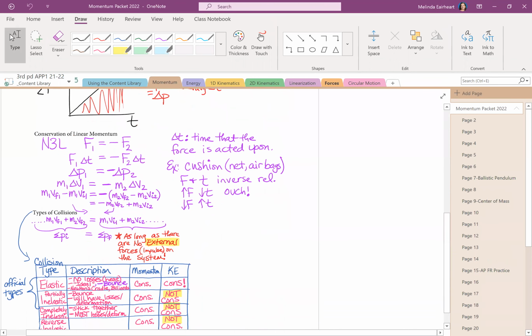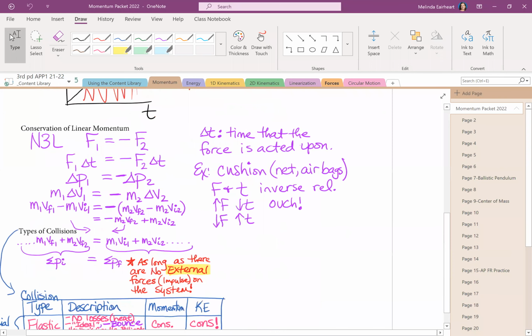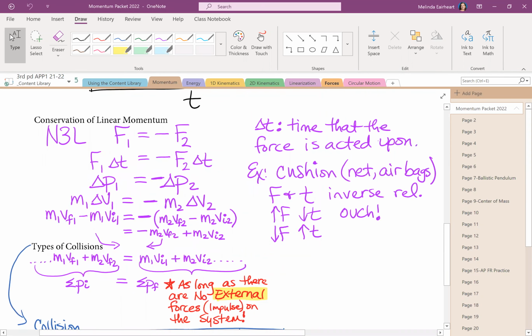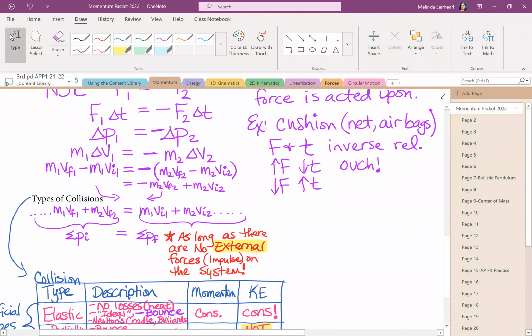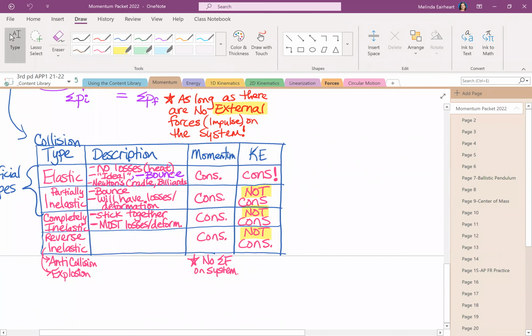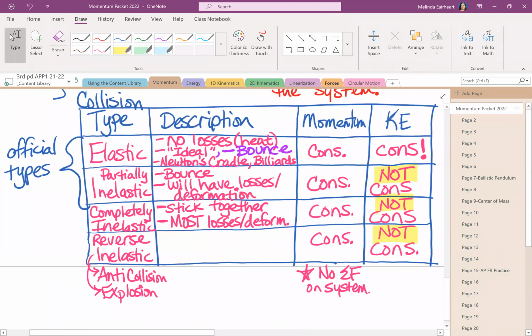And then we used impulse and Newton's third law application to get our conservation of momentum, linear, because later we'll have angular. And then we got to the types of collisions. We said your ideal situation is going to be elastic, and that's Newton's cradle or billiard balls. Really, those are the only 2 examples. And then these last 3 are really just considered inelastic.